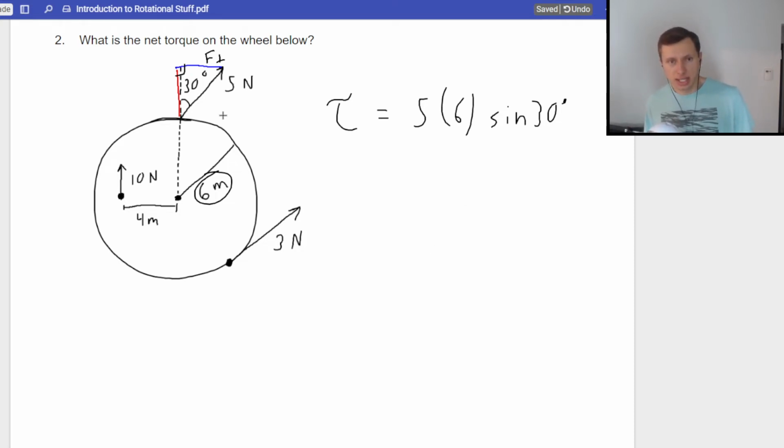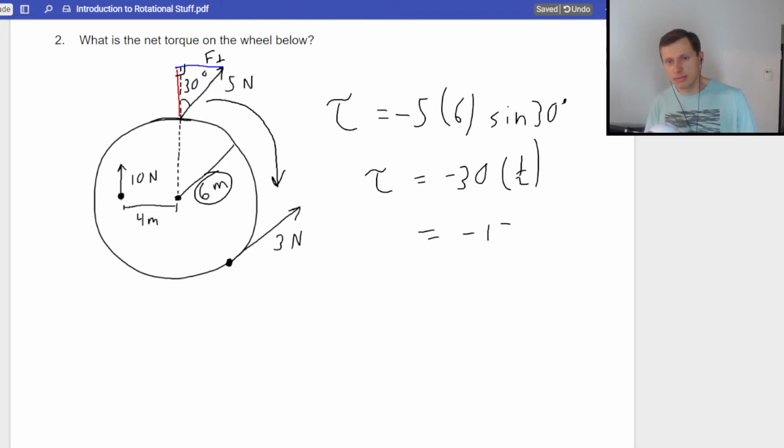Okay, and one last thing. This torque, this 5 Newton force, is that pushing in the clockwise or counterclockwise direction? Is it going to be positive or negative? Well, if I think about which way it's causing the wheel to spin, I kind of just draw my arrow in the direction of motion. That looks like clockwise, which means it's going to be negative. I'm going to simplify this. Torque equals negative 30 times sine of 30, which is just 1/2. What a coincidence. That's going to be negative 15.